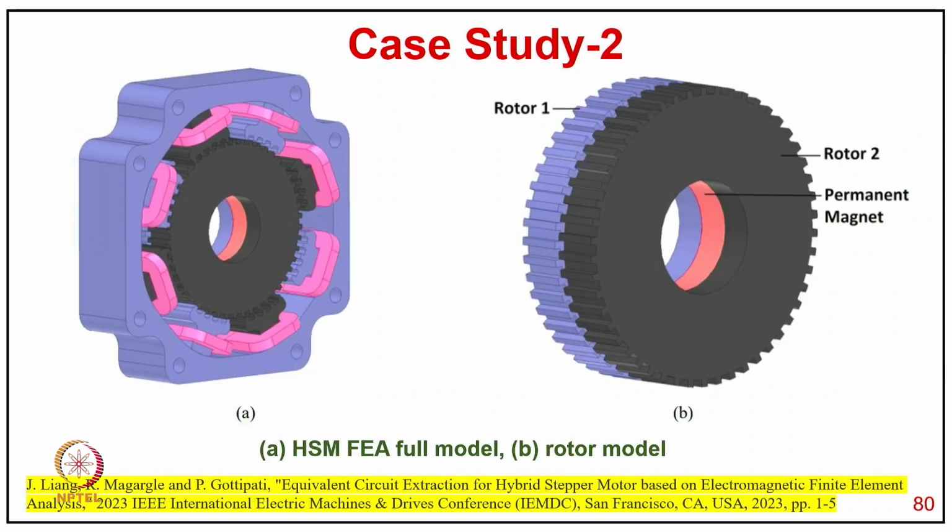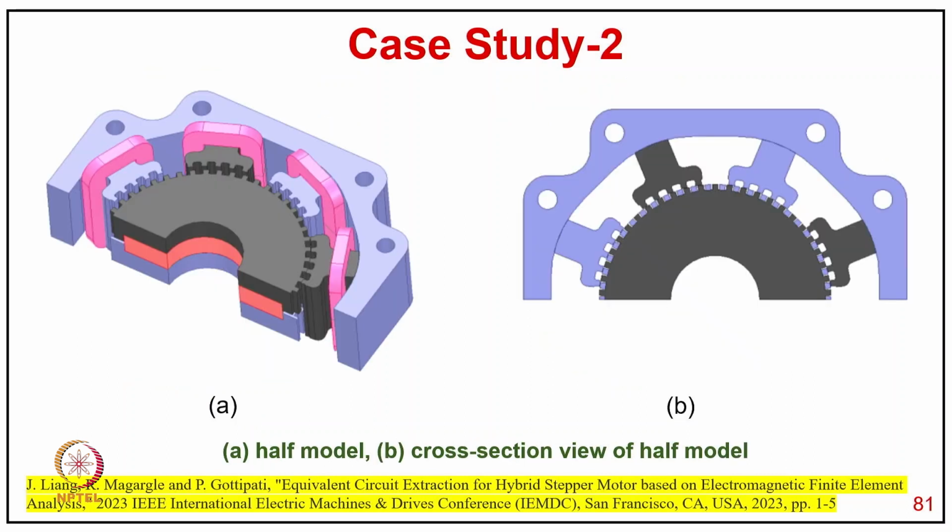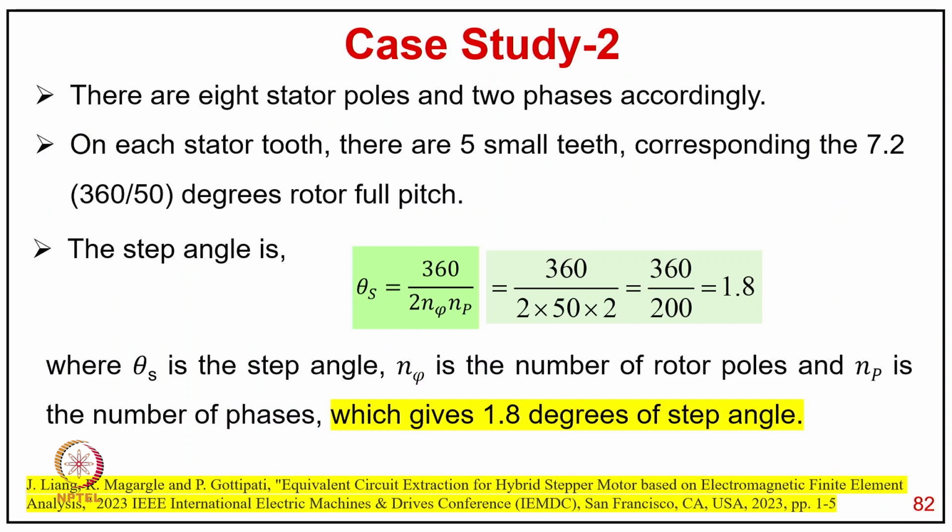And you can see this hybrid stepper motor FEA full model, then the rotor model, how it really looks, typically with the winding, and then the half model and the cross section of the half model. So there are 8 stator poles, 2 rotor, and 2 phases. Accordingly, on the stator, each stator tooth has 5 small teeth, corresponding to the 7.2 degree (360 by 50) rotor full pitch.